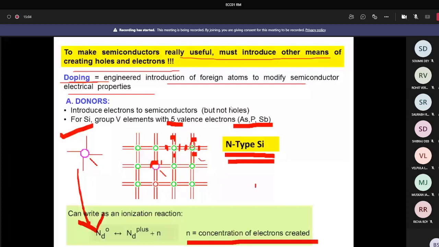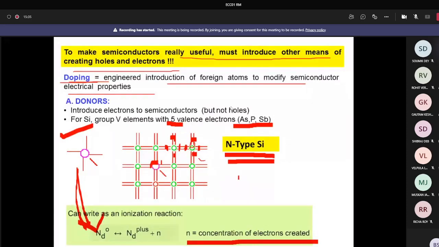Question: explain the terms ND0 and ND plus. ND0 is the concentration of neutral foreign atoms. Suppose I have doped phosphorus atoms. This is in your hand. As an engineer, how will you tune the intrinsic semiconductor to a P-type or N-type semiconductor? How many electrons do you want to increase? That is in your hand.